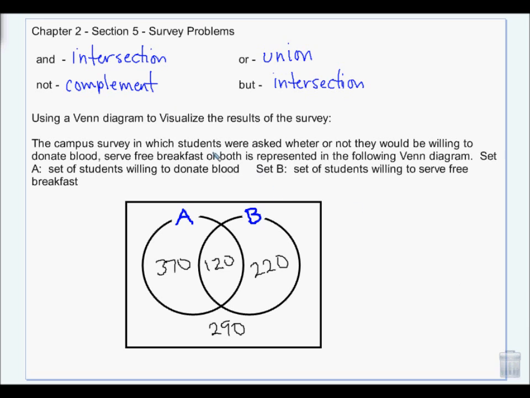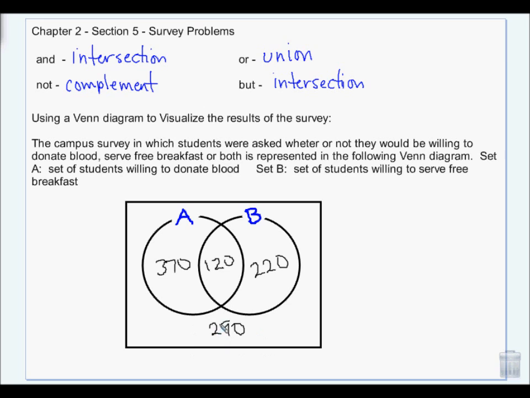Okay, so if I was looking just at this example right here, this little part in the middle, this 120, that's going to be an "and" or a "but." It's A and B. It's an intersection, right? So it's both A and B. So it's A and B, or A something but B. So that's going to be the "and" or "but." The "or" is going to be everything that would be in both of these.